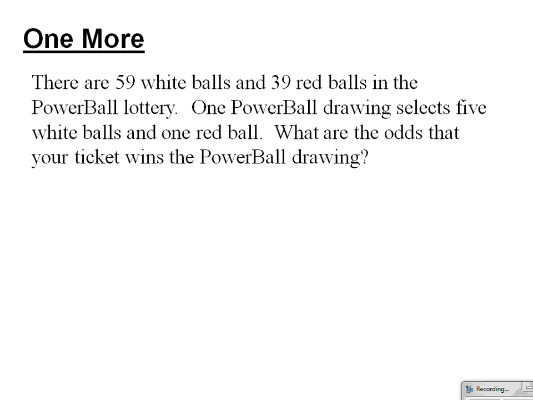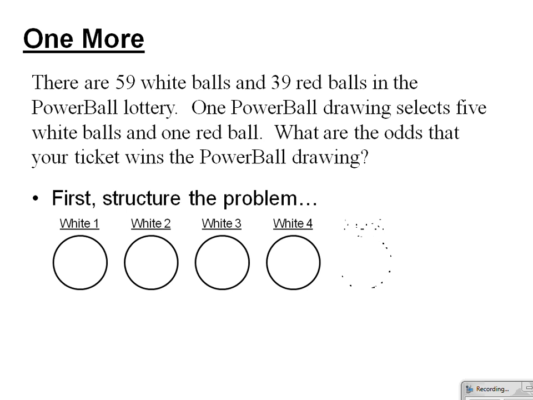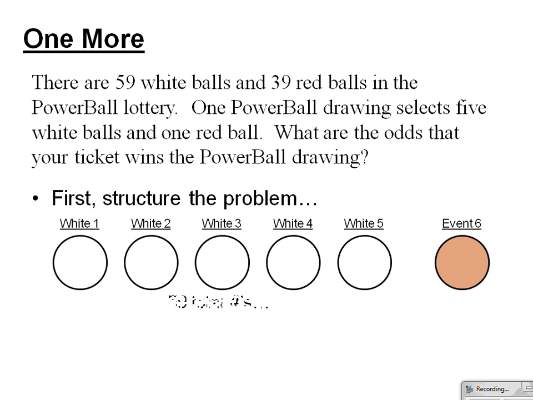Well, we have 6 events here. In structuring the problem, we have 6 events. First, we have 5 drawings for 5 white balls. And then we have 1 drawing for the red Powerball. So, 6 total events. Now, what are the odds for the first 5 drawings, the first 5 events? When drawing each of those 5 balls, well, we have 59 total white balls to choose from. And we have 5 numbers that we've selected in our lottery drawing. So we want 5 out of those 59 total numbers available.